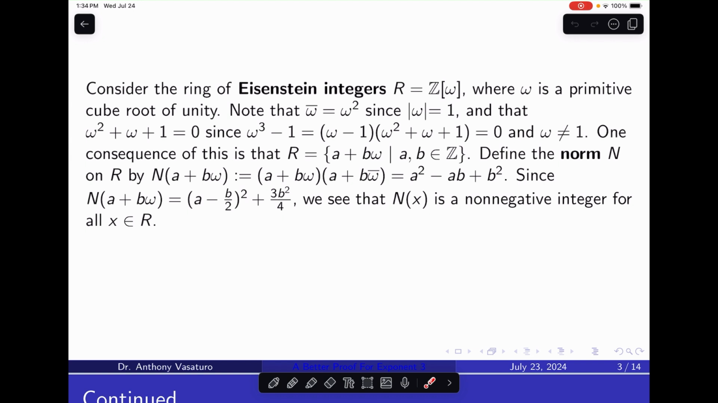Now, you can also write N of a plus b omega as (a minus b over 2) squared plus 3b squared over 4. And what this allows us to see, in tandem with this here, is that N of x is a non-negative integer for all x in R, because this is non-negative.